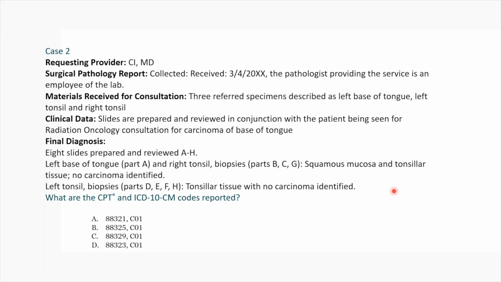Final diagnosis: 8 slides prepared and reviewed, A through H. Left base of tongue, part A, and right tonsil biopsies, parts B, C, G: squamous mucosa and tonsillar tissue, no carcinoma identified. Left tonsil biopsies, parts D, E, F, H: tonsillar tissue with no carcinoma identified. What are the CPT and ICD-10-CM codes reported? Coders, you have a minute and a half.